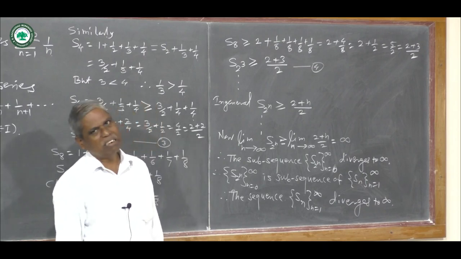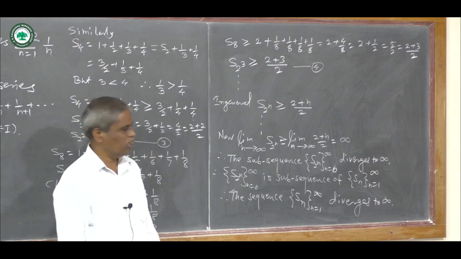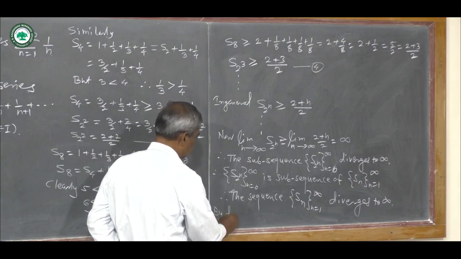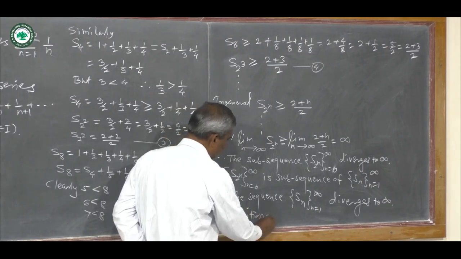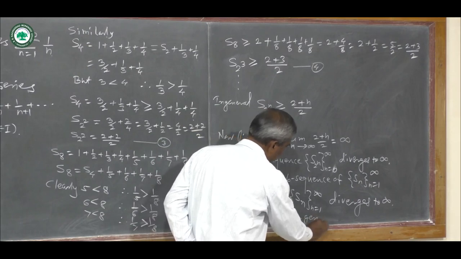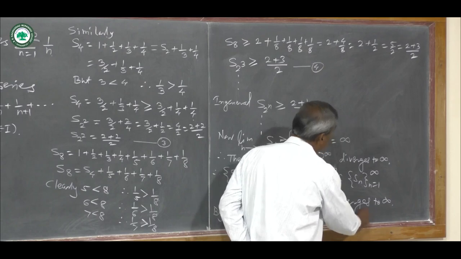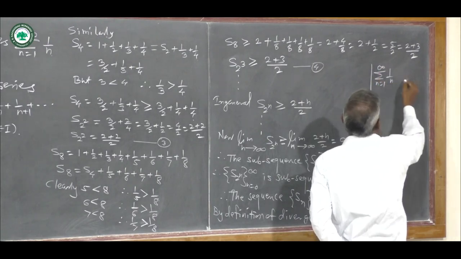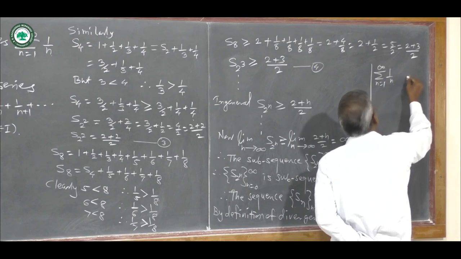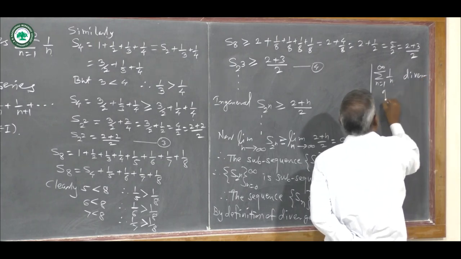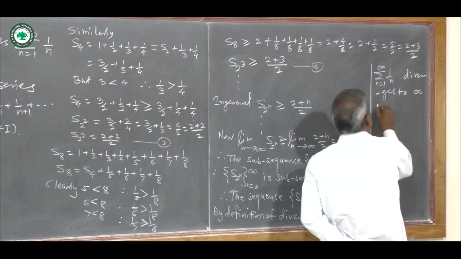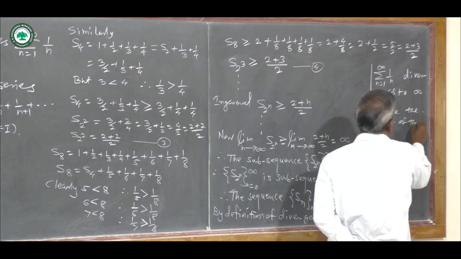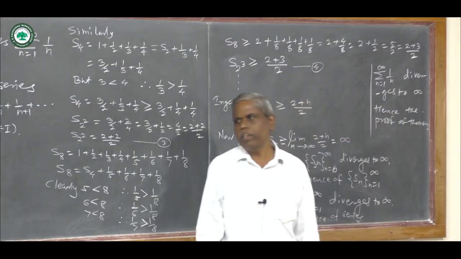the corresponding harmonic series, sigma 1 upon n, is divergent, or it diverges to infinity. Therefore, by definition of divergent series, the harmonic series sigma 1 upon n, n is equal to 1 to infinity, diverges to infinity. Hence the proof of the theorem number 3.